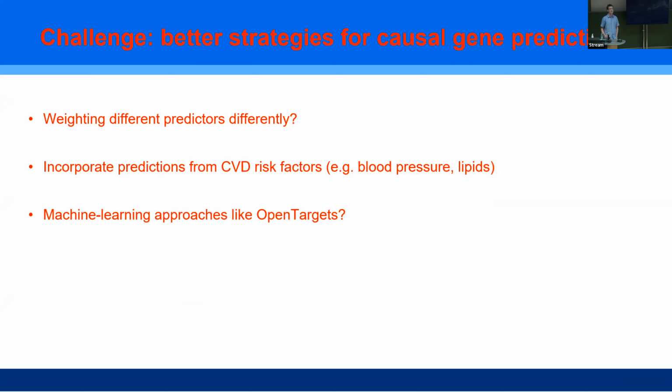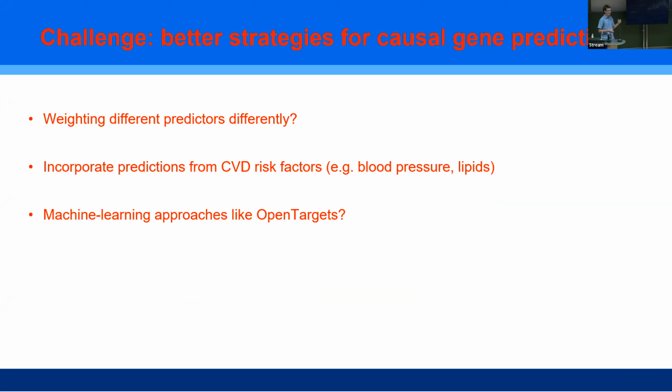Again, I think there's lots of better ways we could do this. We debated whether there were better statistical models. I think the obvious thing to do would be to think about how you weight the different predictors differently. We just summed them up, but is nearest gene as valuable as having a rare disease gene or having any of these others? I think one could think about that.